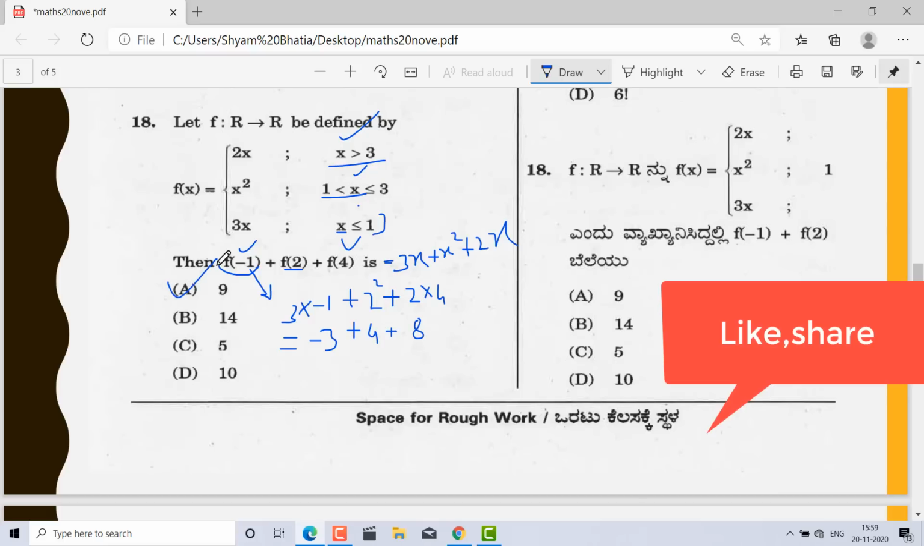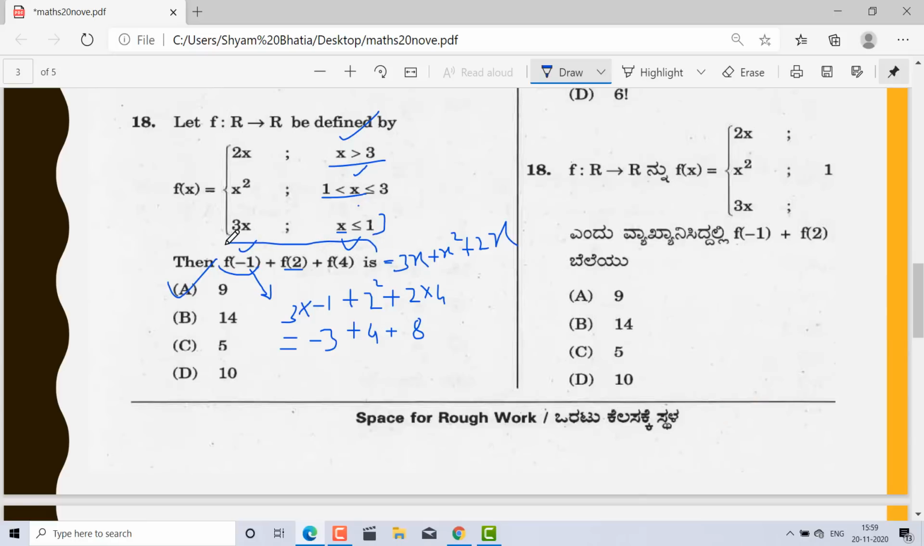So your correct answer is A. Got my point or not? You have to redefine this function in the given range. Because how to know that? Because you know that minus 1 is only in the range where this part of the function is defined, and whenever the value lies in the range less than 3 and greater than 1, then the function is defined as x square only, and 2x is defined only when the value of x must be greater than 3. That's all. So 8 plus 4 is 12, 12 minus 3, that is 9.